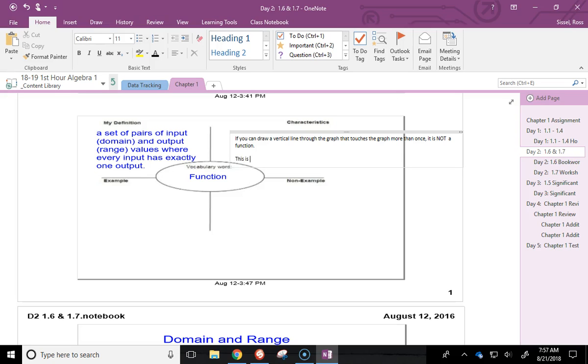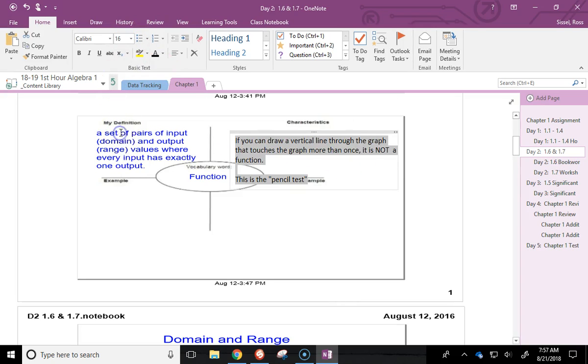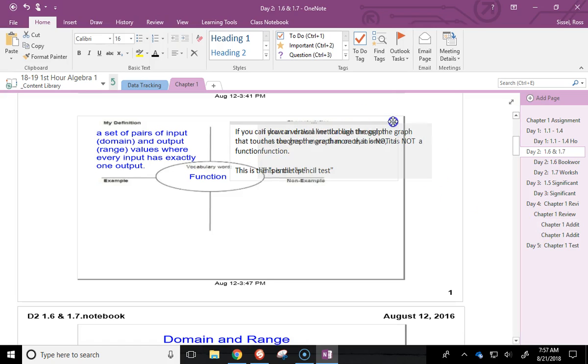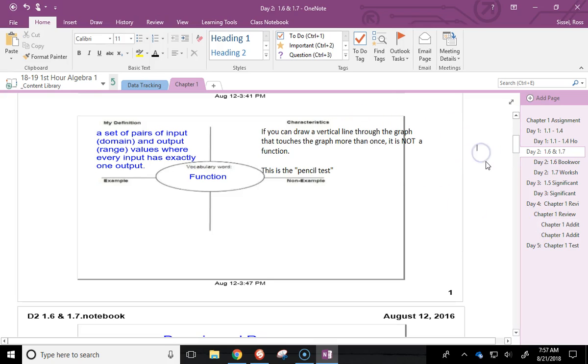This is the pencil test. Try to make this a little bigger for you guys. And remember, if you don't quite get all this written, I will have this saved and you'll be able to go back into your OneNote and get it later.